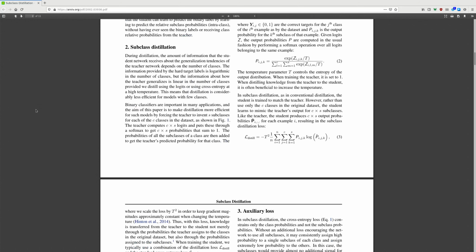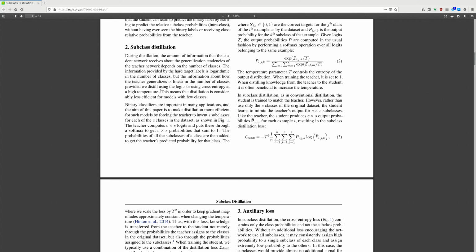Okay, subclass distillation. During distillation, the amount of information the student receives about the generalization tendencies of the teacher network depends on the number of classes. The information provided by the hard target labels is logarithmic in the number of classes, but the information about how the teacher generalizes is linear in the number of classes, provided that we distill using the logits with cross entropy at high temperature. This means that distillation is considerably less efficient for models with few classes.